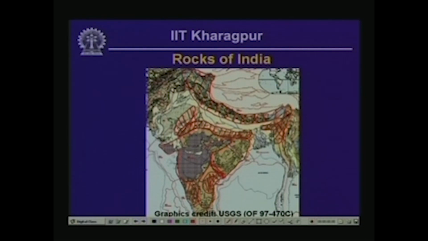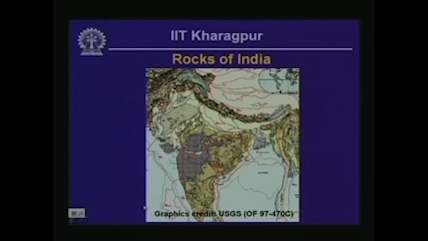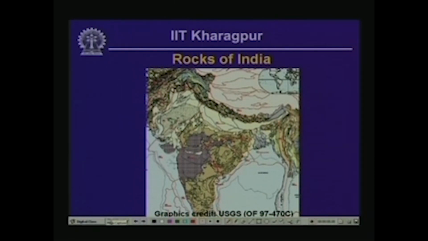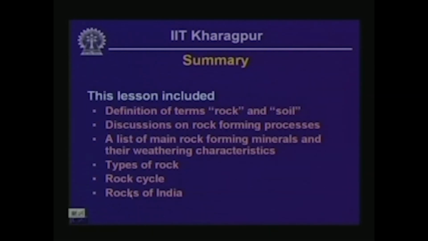essentially volcanic rocks and metamorphic rocks that generate out of volcanic rocks. So that in a nutshell gives you the inventory of different types of rocks found across our country.